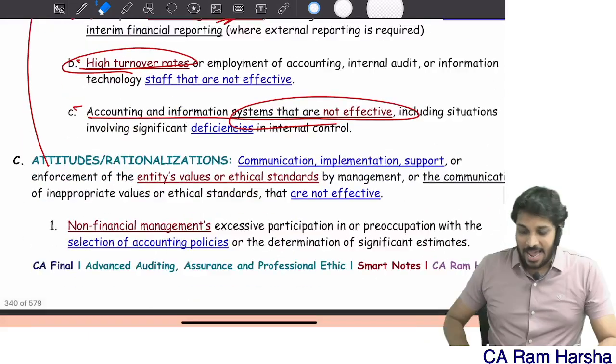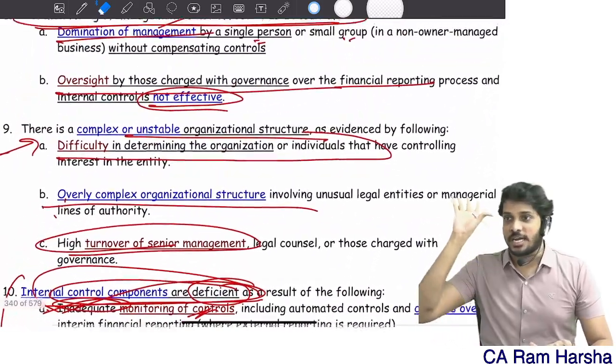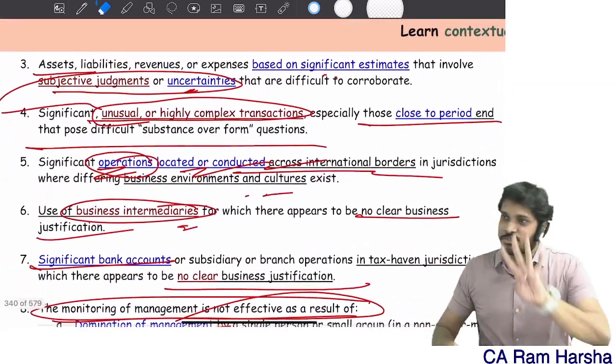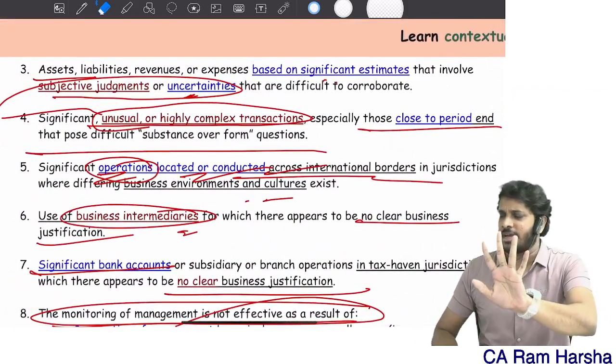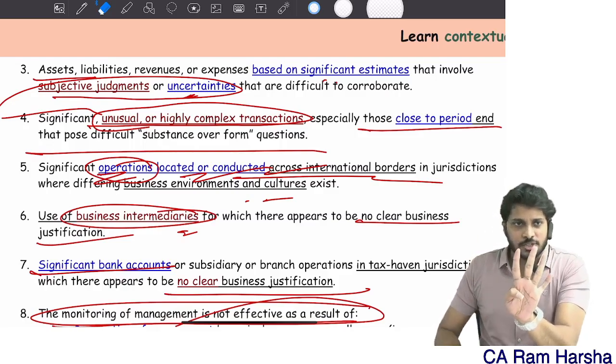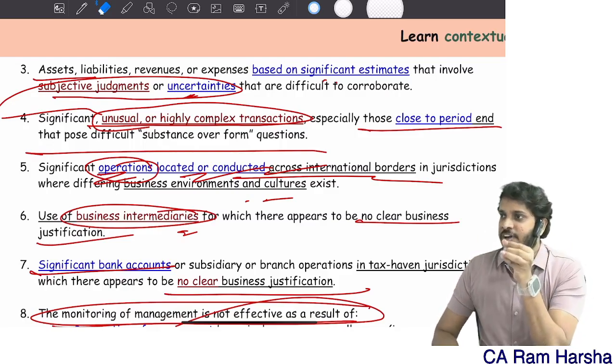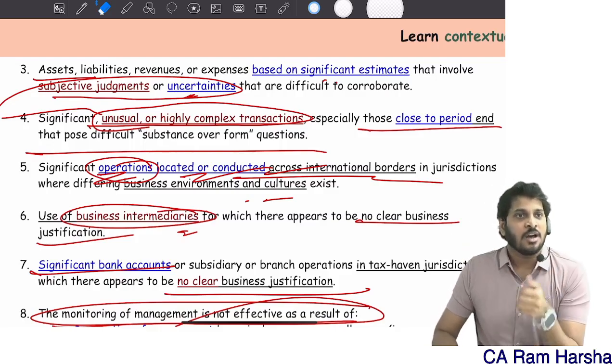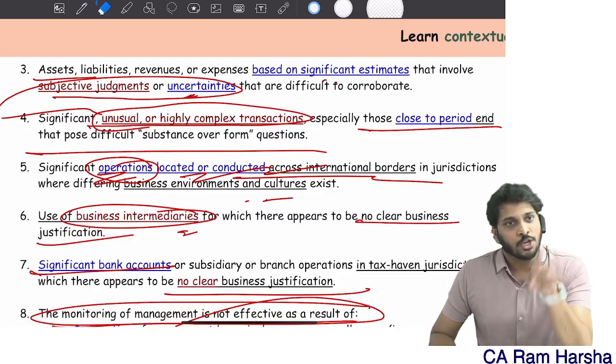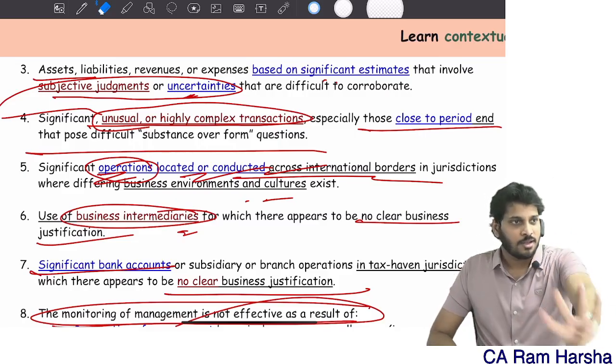Next, attitudes. So this was opportunities. Understood? You need not write all the points. 4 points are enough for a 4 marks question. Preferably, if a 4 marks question comes, we'll write 5 to 6 points. If a 5 marks question comes, we'll write 6 to 7 points. What if in that question only 4 points are there? You should write only those 4 points. You're clear?